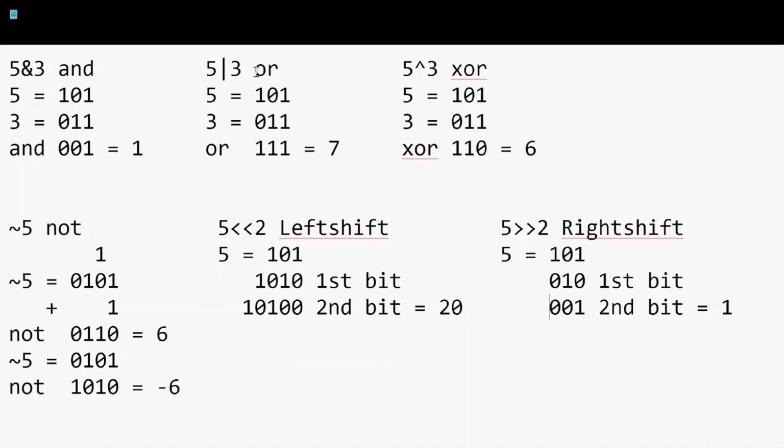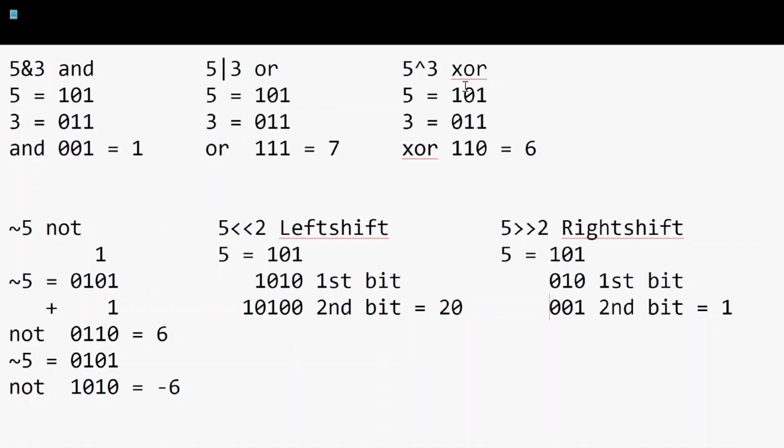Now next is the OR operator. So 5 is equal to 101, 3 is equal to 011 in binary. Now 1 or 0 is 1, 0 or 1 is 1 and 1 or 1 is 1. So 111 is equal to 7 in decimal. So 5 or 3 returns 7 while performing the OR operation.